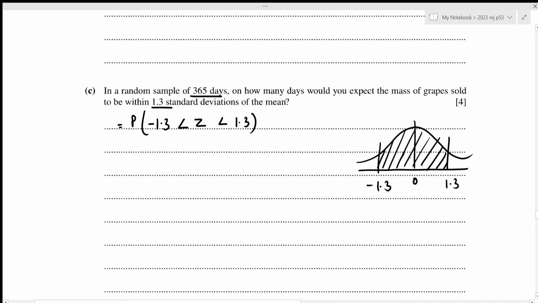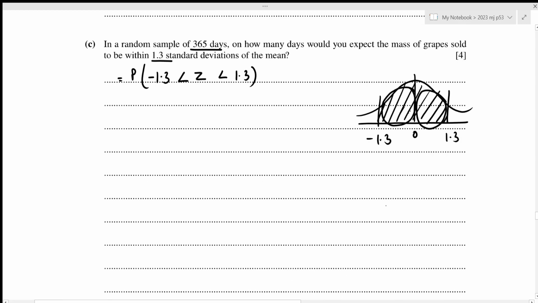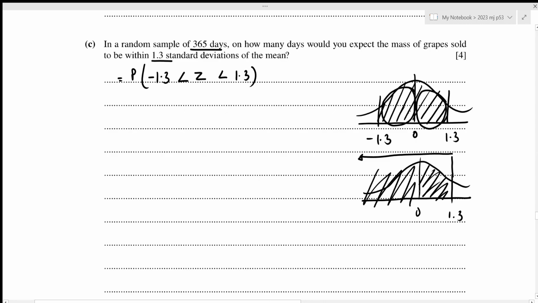Now we can split this into two different areas. One would be from 0 to 1.3 because of the symmetry property, and another would be 0 to 1.3 again. So we're looking at the same area twice. We can draw this as 0 to 1.3. We're looking for this area but twice. So how can we figure this out? We can first figure out the probability less than 1.3, then subtract 0.5, and then we get this area once. So we need to repeat the process twice in this case.